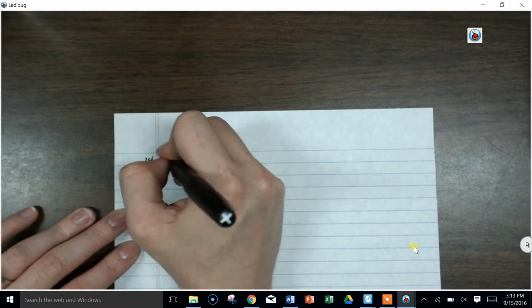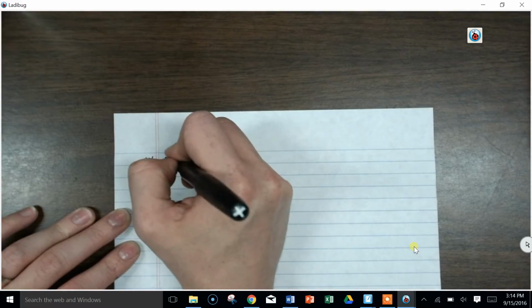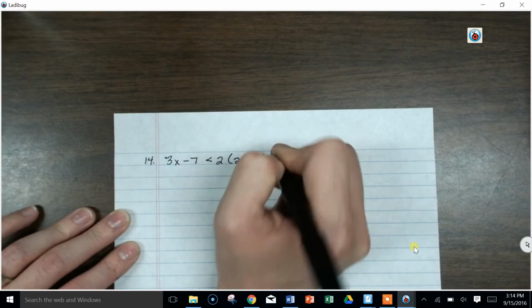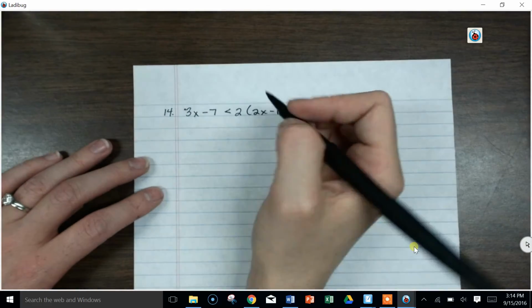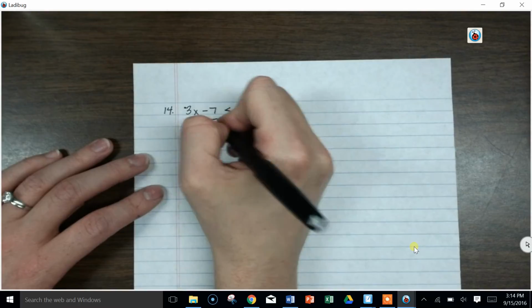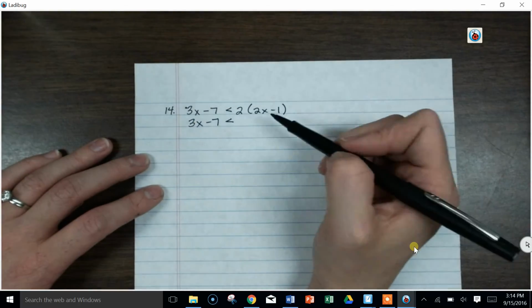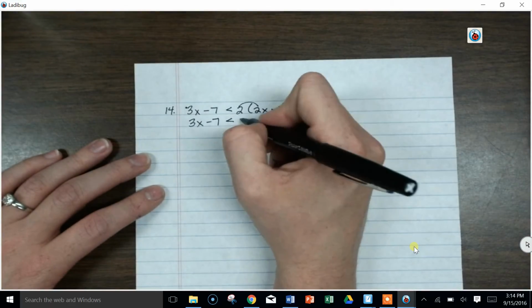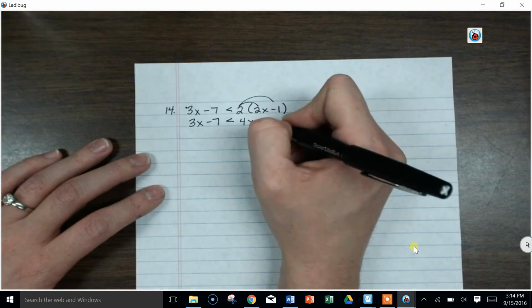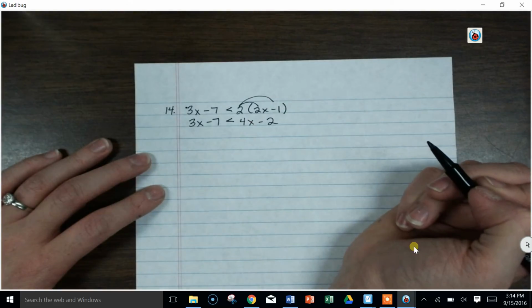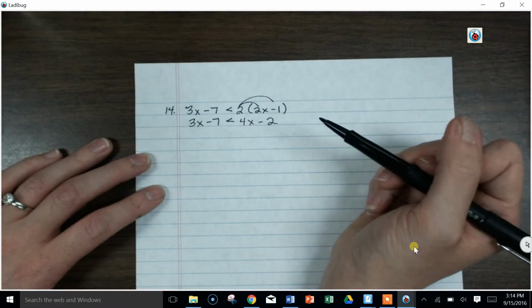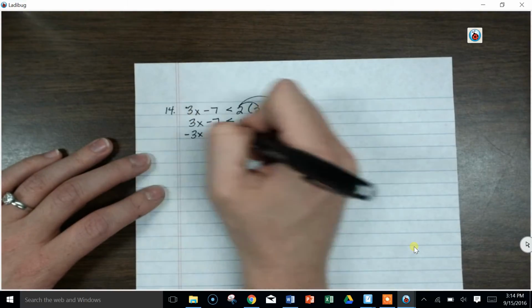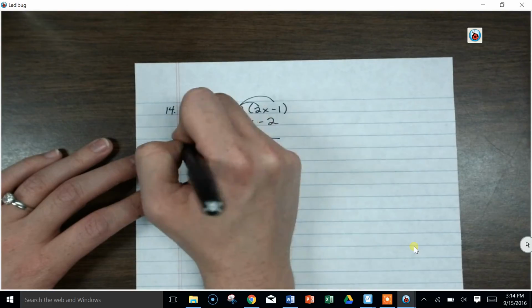And number 14 has 3x minus 7 is less than 2 times (2x minus 1). 3x minus 7 is going to stay just like it is for now, but I do need to distribute because I have some grouping or some parentheses here. So 2 times 2x is 4x. 2 times negative 1 is negative 2. Isolate the variable by moving whatever coefficient is smaller. That's the 3x, so I'm going to subtract 3x from each side of my inequality.